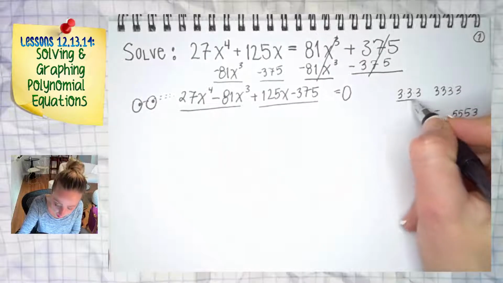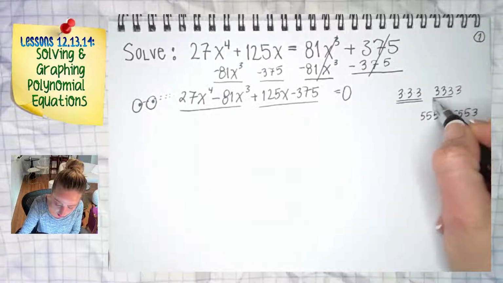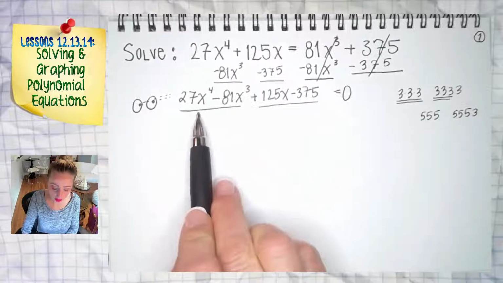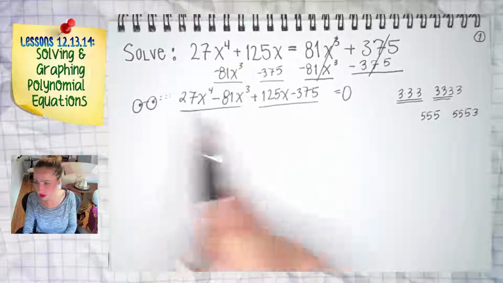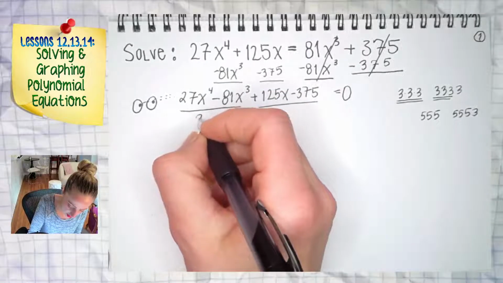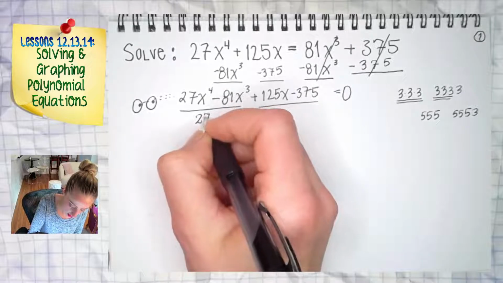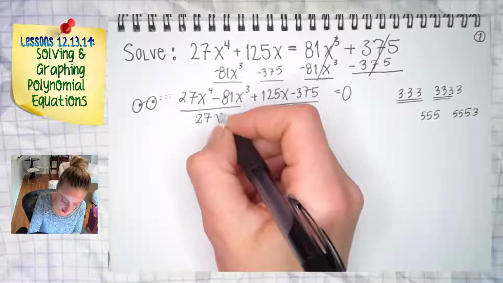So now you could see what your GCF is out of the first 2 terms. What really is the GCF out of the first 2 terms? Out loud or in the chat? 27 x to the 3rd.